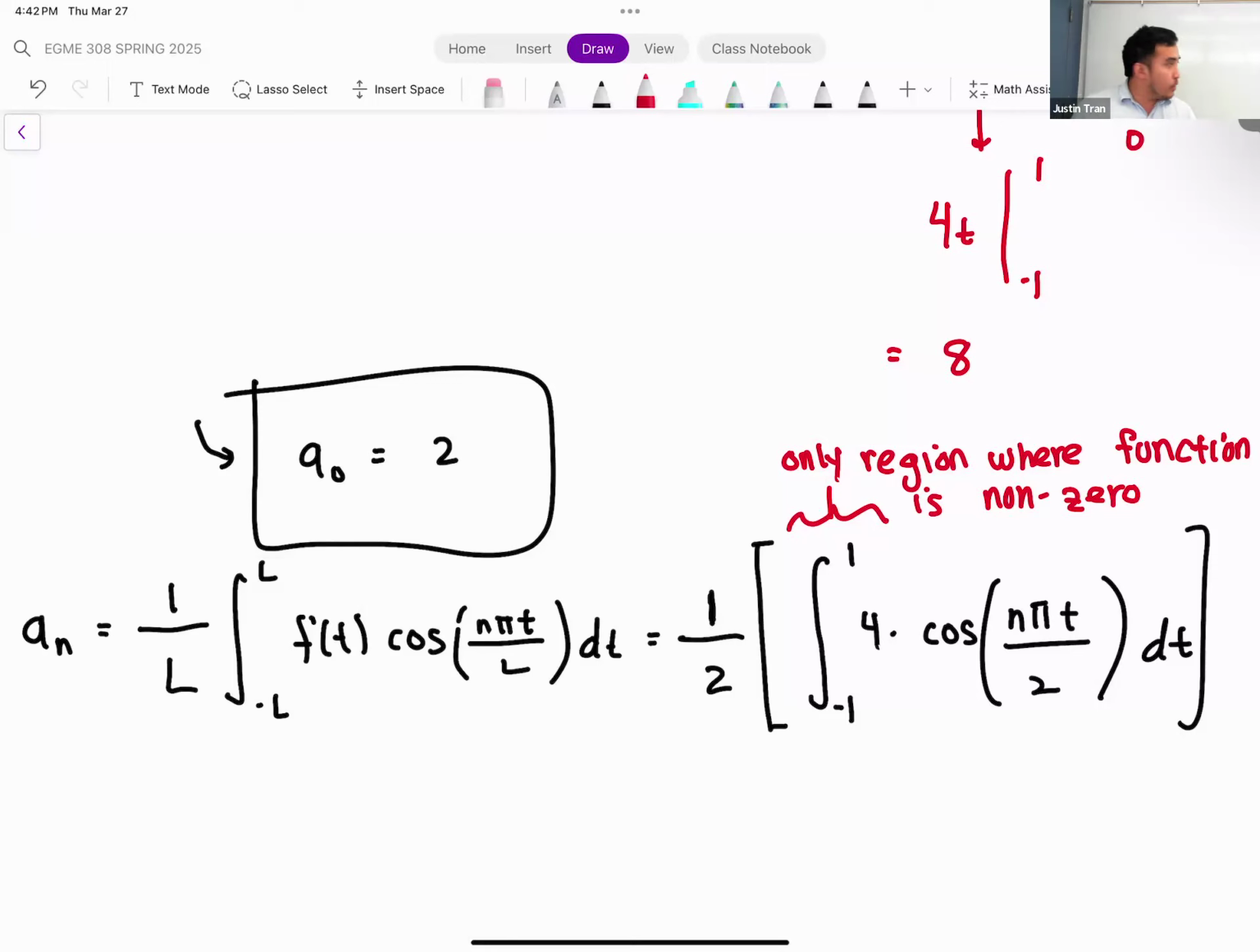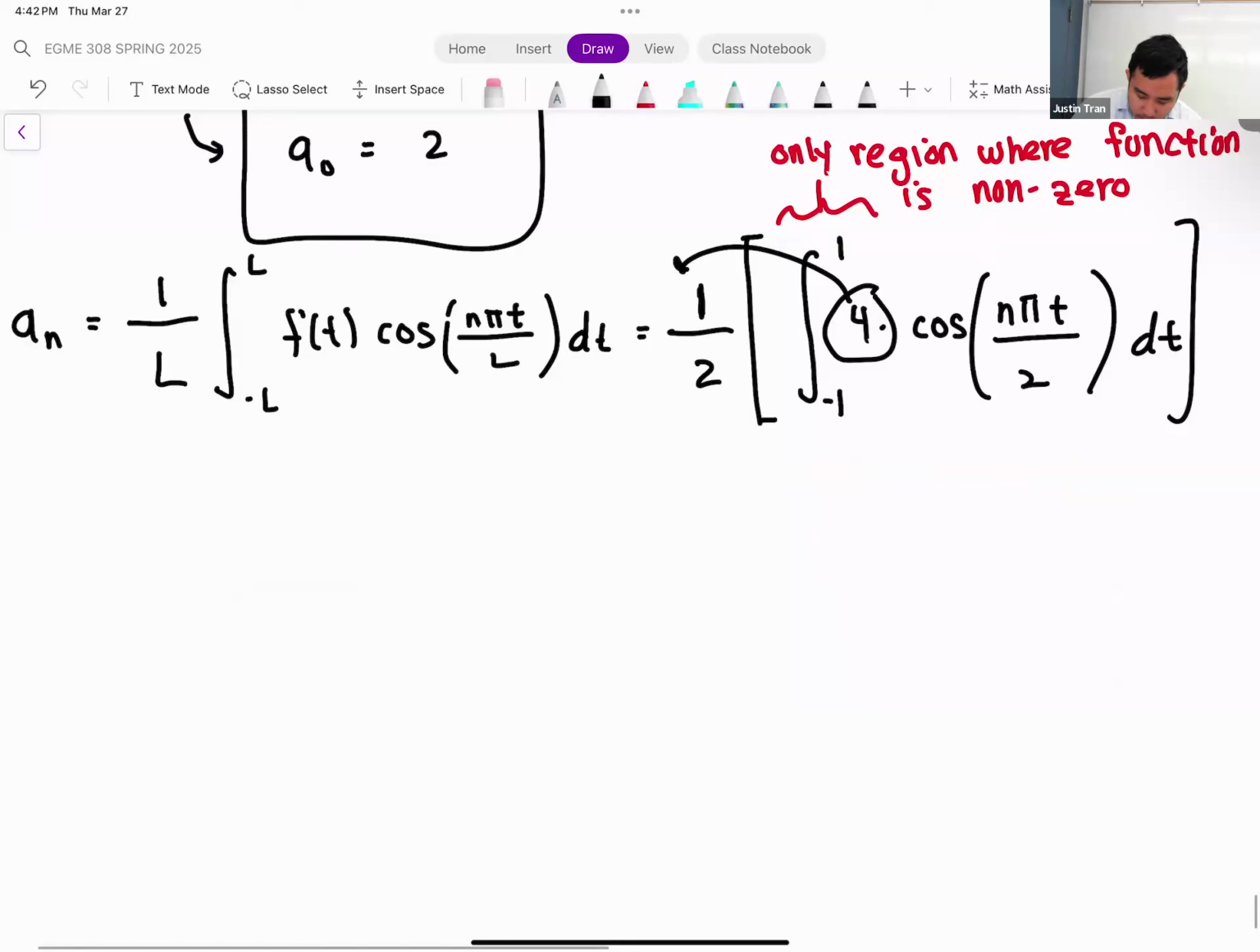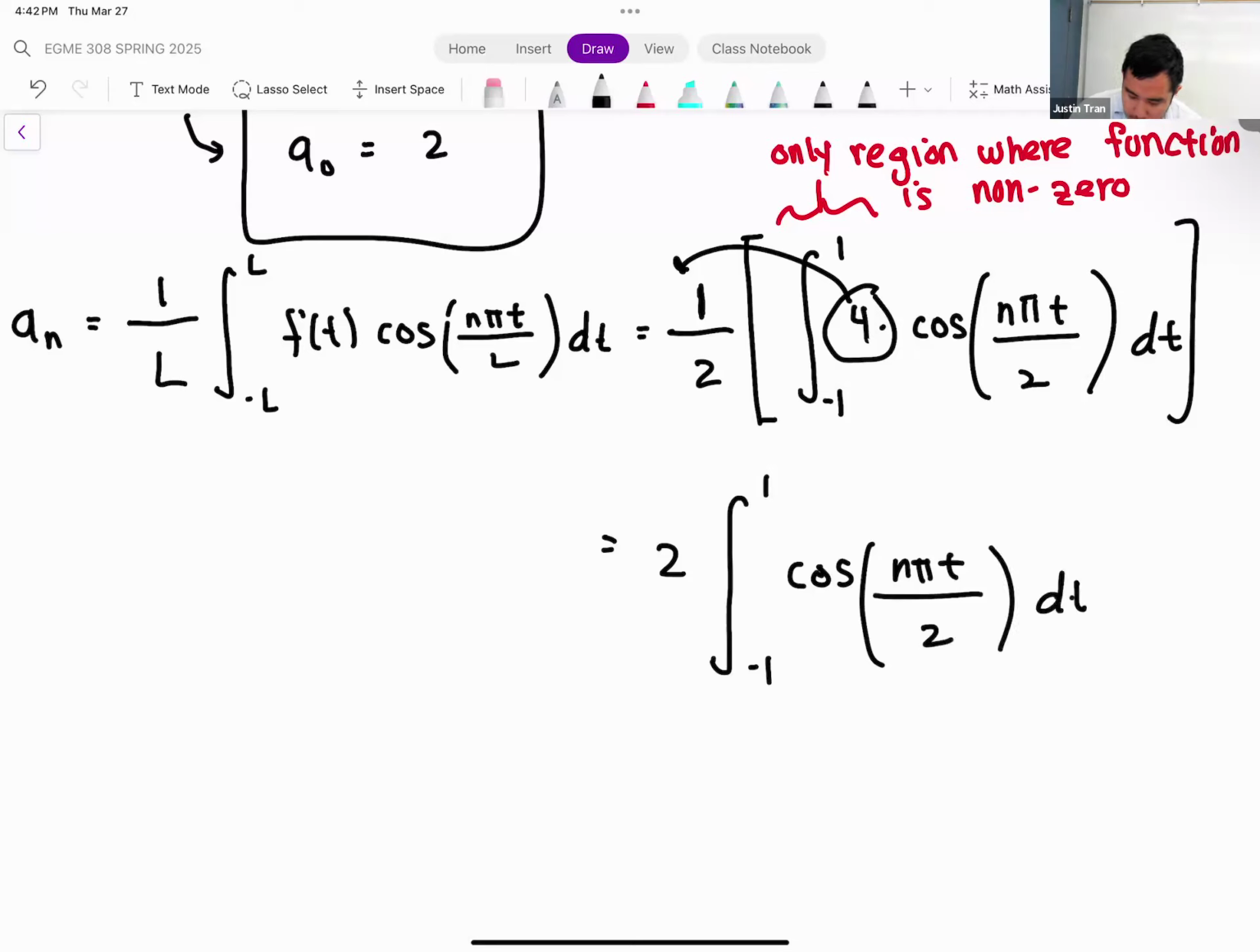Okay, so let's go ahead and evaluate this integral here. So we have the integral of 4 times that. So first thing I'm going to do, let's take 4 out of the integral just so we don't have to worry about it. And so that's going to be 2 times the integral from -1 to 1 of cosine n pi t over 2 dt.